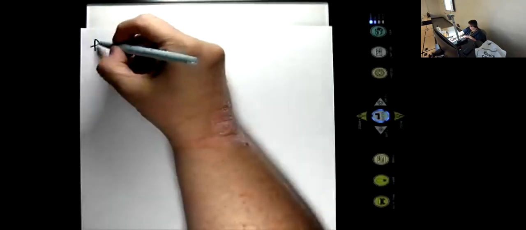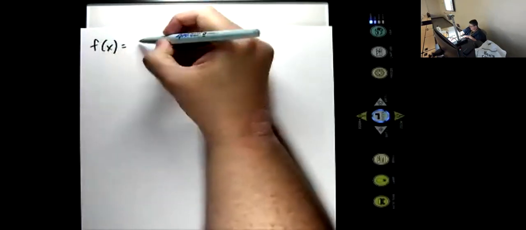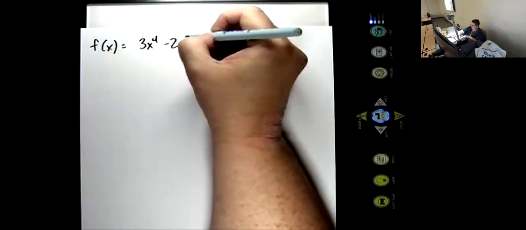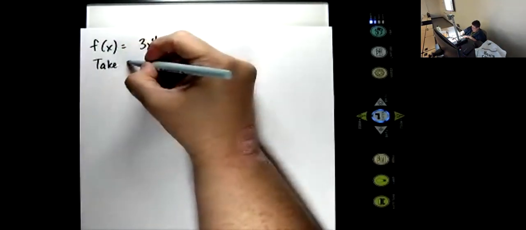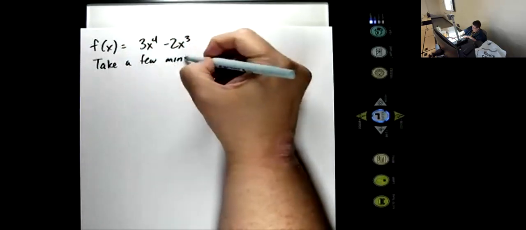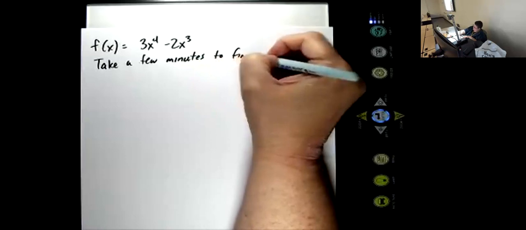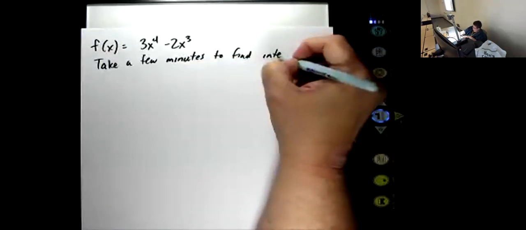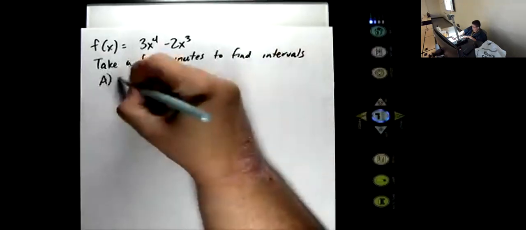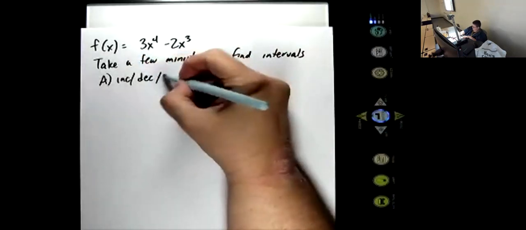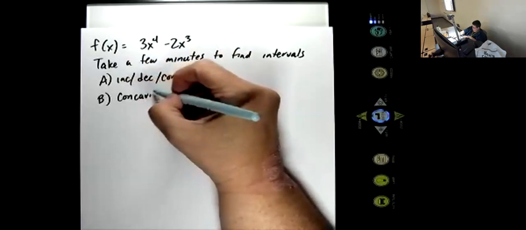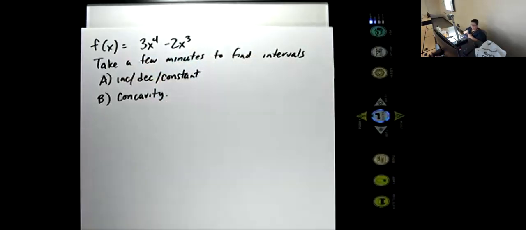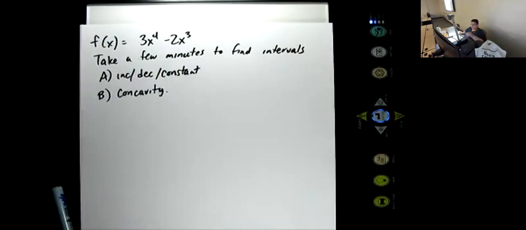So let's do f of x equals 3x to the 4th power minus 2x cubed, and take a few minutes to find intervals for A, increasing, decreasing, constant, and B, concavity. Pause the video for a second while you work on this.